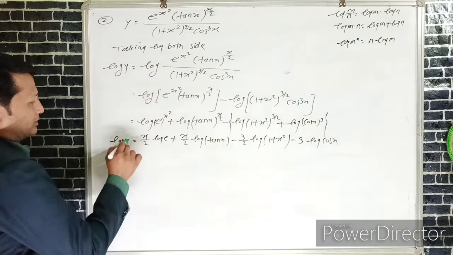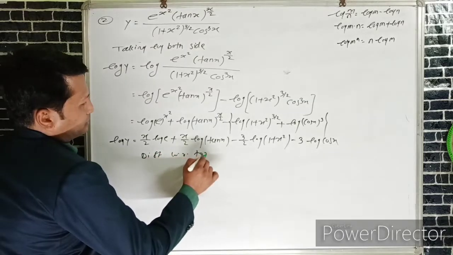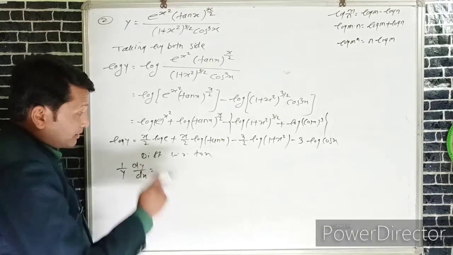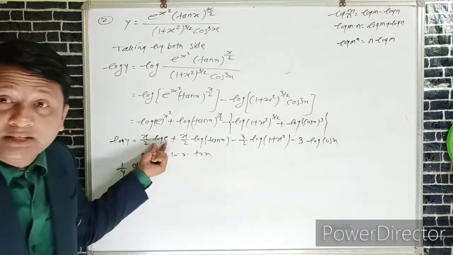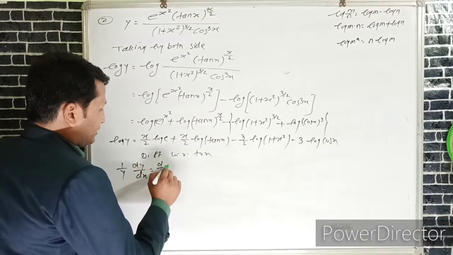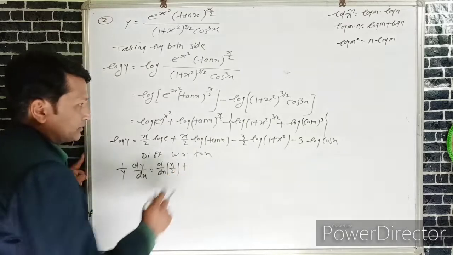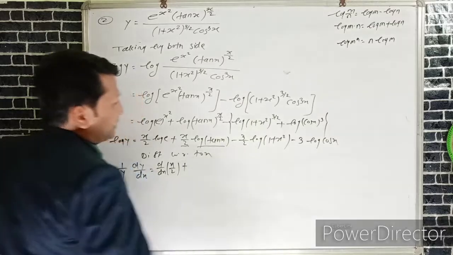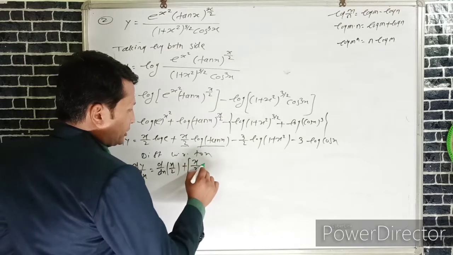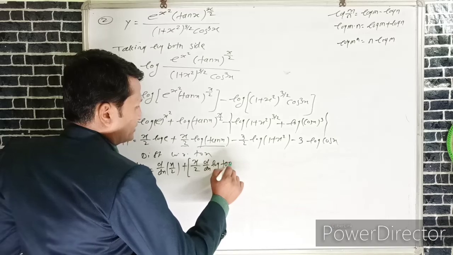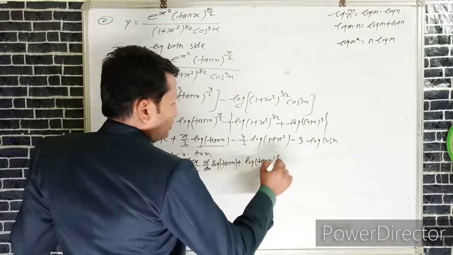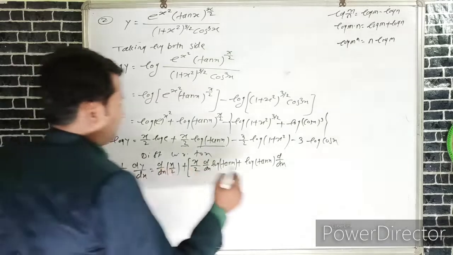Now if we differentiate with respect to x, then we can write derivative of log y, which is 1 by y dy by dx. Here log e is a constant and the value of log e is 1. Hence we can write only the derivative of x by 2 plus, here x by 2 and log of tan x are two functions in multiplication form. Then we can write this derivative by using u into v: x by 2 into derivative of log of tan x plus log of tan x into derivative of x by 2.